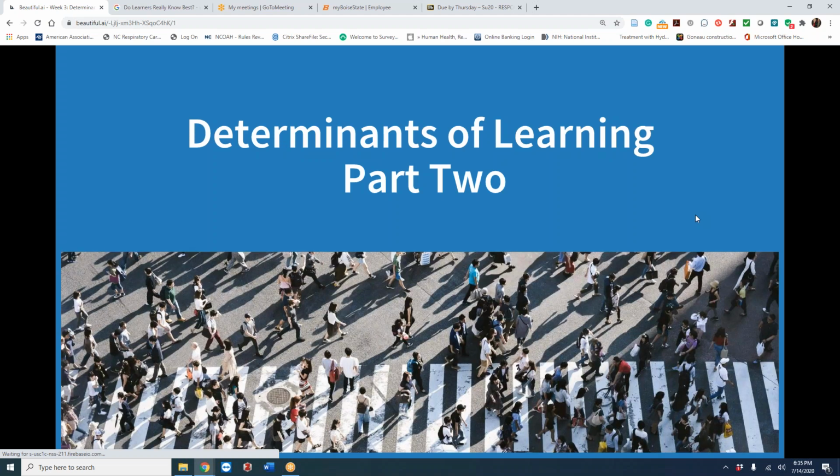So we'll move on. Now, the reason I have this picture here is not just to make it look good. When we try to determine, and we talked a little bit about this with learning styles, the determinants of learning are dependent on the patient, but also the student population that we're dealing with. So everybody in this picture is different.